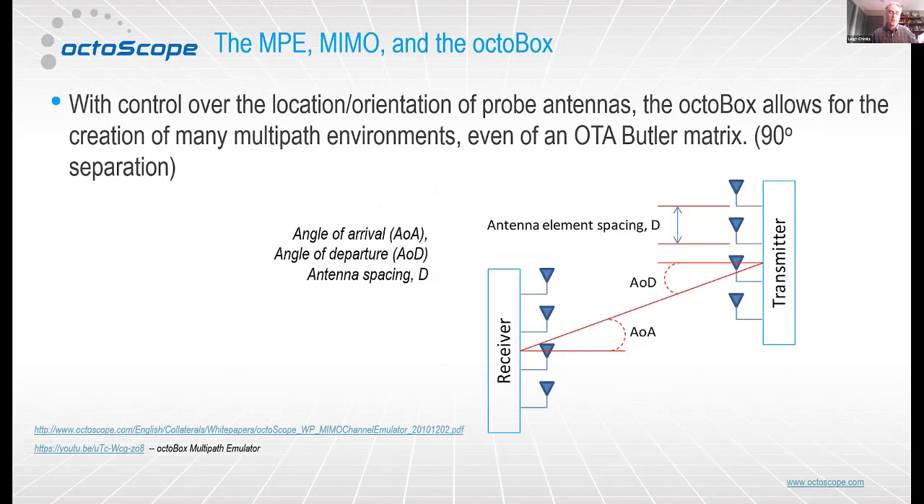That leads us to a discussion of how we can create those separable paths. And the way we do that is by having control over the location of the test antennas in the box. We can put those antennas all around the device, kind of wherever we want to. And we can even put them in such a way that we create an over-the-air version of a Butler matrix in which the antennas would be 90 degrees separated from each other.